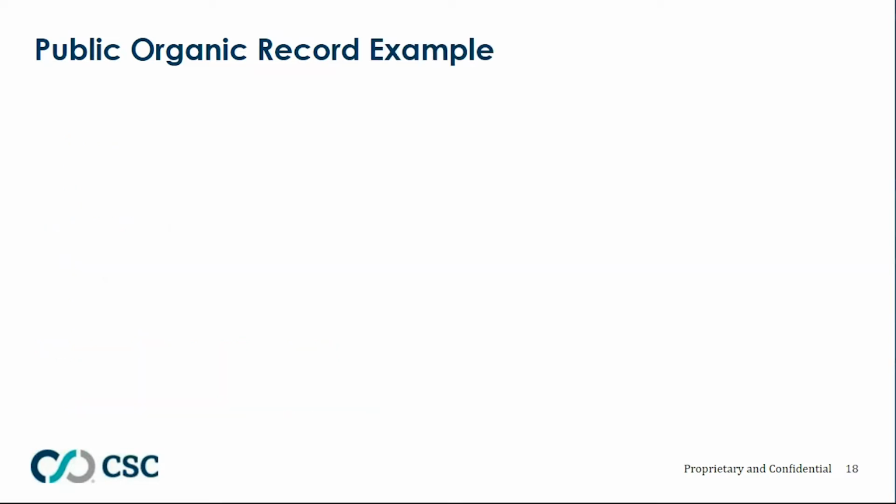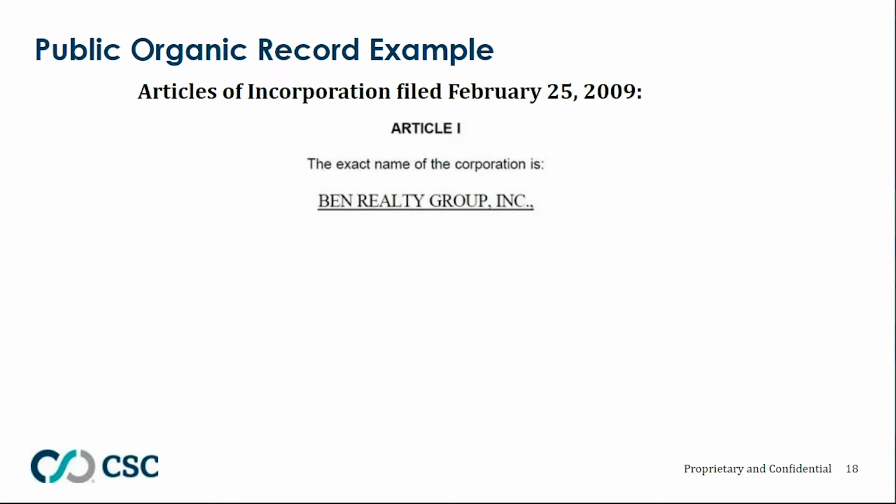So let me illustrate how this would work. Here we have articles of incorporation. They were filed in February of 2009 and formed Ben Realty Group, Inc. So Ben Realty Group, Inc. is the name of the registered organization, and when a secured party files a financing statement on it, that's the name that should be used.